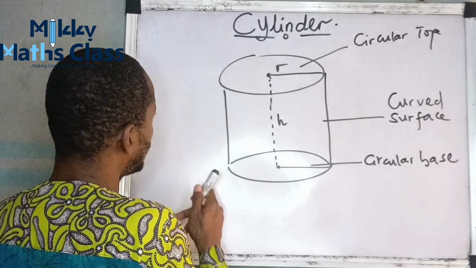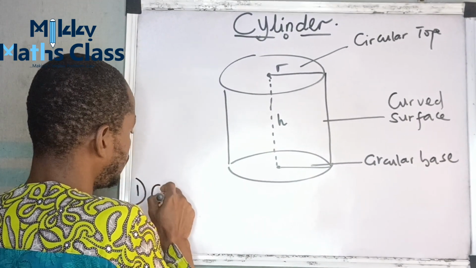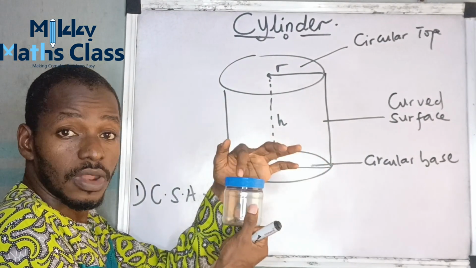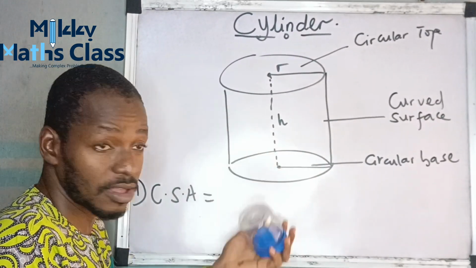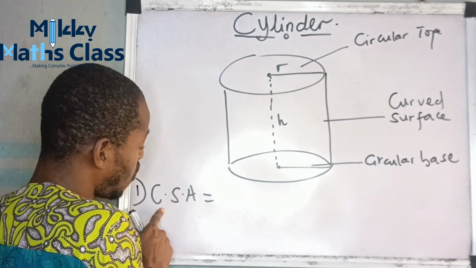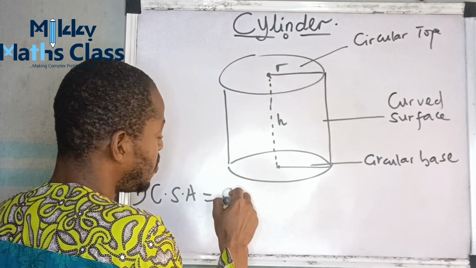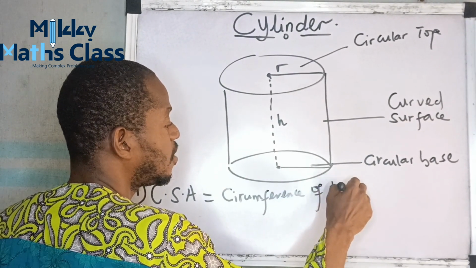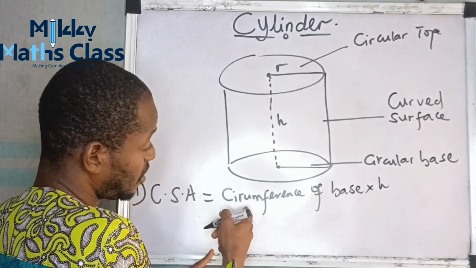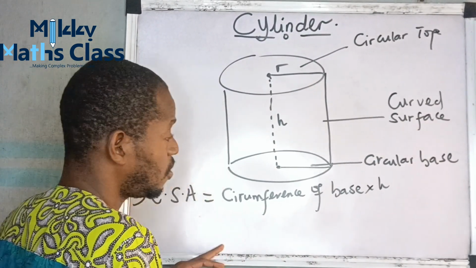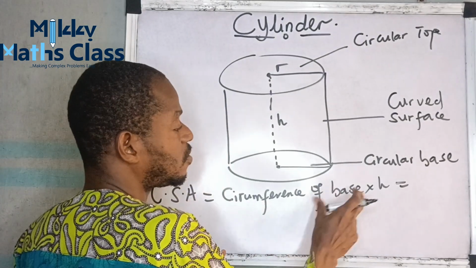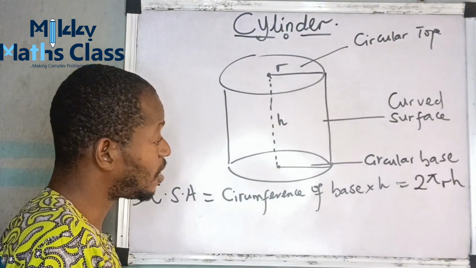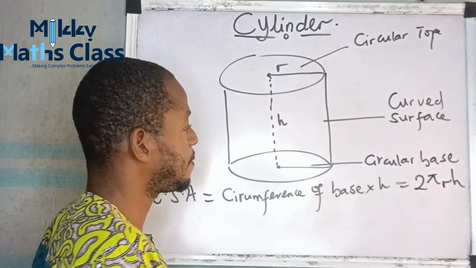The first one is what we call the curved surface area of a cylinder. Since the circular base or top is a circle, what the curved surface area says is that it is the circumference of the base times the height. Now, the circumference of a circle is given by 2 pi r. So 2 pi r times h. That will be 2 pi r h. So this is the formula for the curved surface area of a cylinder.